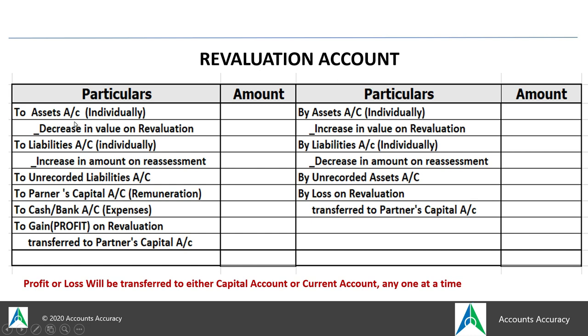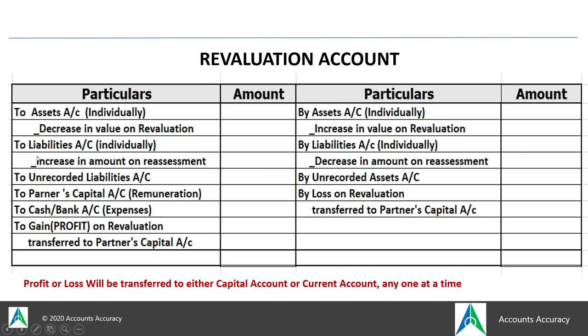Now logically, why is it done? Because a decrease in the value of an asset is basically a loss for the company, and as per the golden rule you know that all losses are debited. In the same way, if any increase is found, as per the golden rule, increases in incomes and gains are credited. So the decrease in value of assets is written at the debit side of the revaluation account and the increase in the value of assets is written at the credit side of the revaluation account.